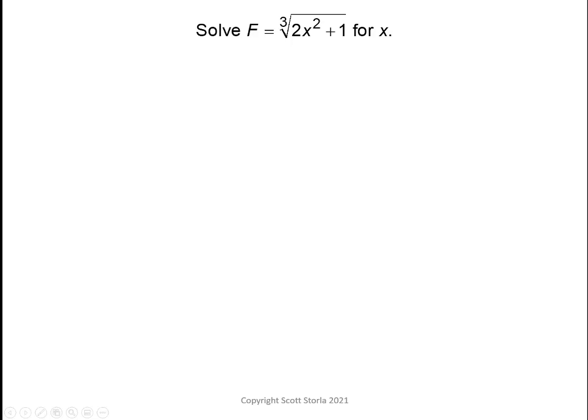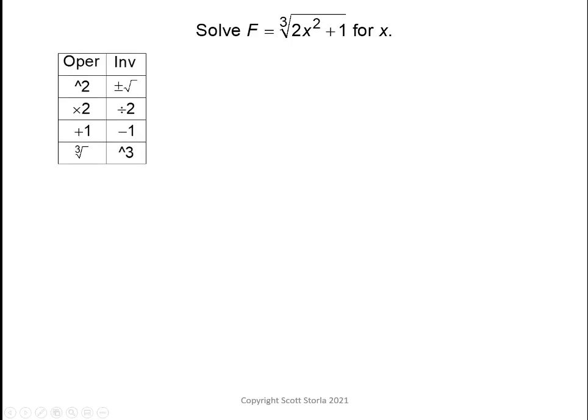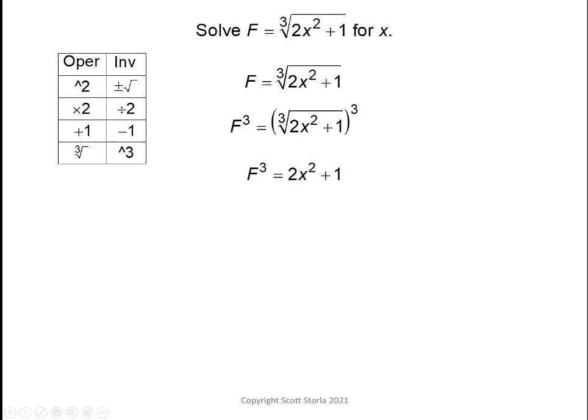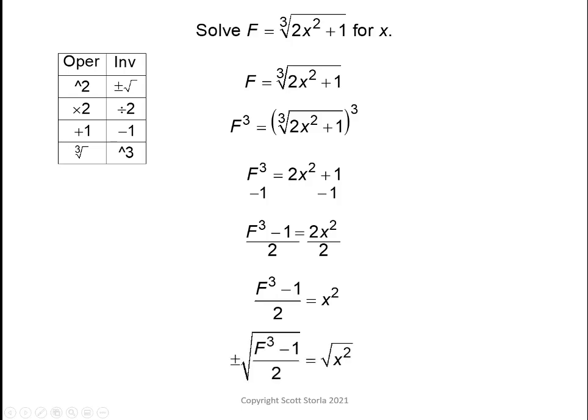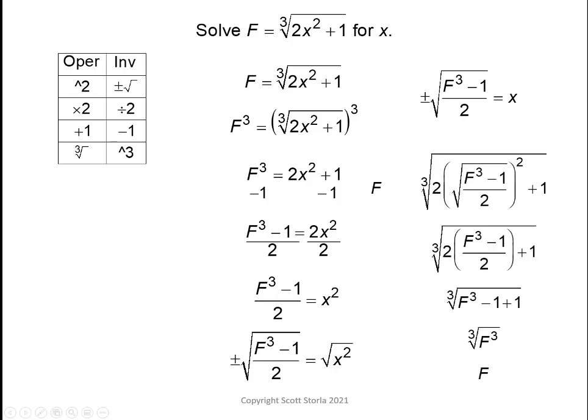How about here? Starting with x, I would square, multiply, add, and then take cube root. So here are my operations and inverses. First, I'll find the third power of both sides and simplify. I'll move up a row and subtract 1 and simplify. I'll move up a row and divide by 2 and simplify. And last, I'll take the square root of both and simplify, keeping in mind I should consider both my answers. Here's the check.